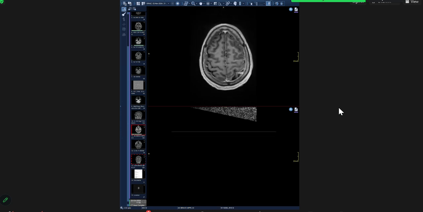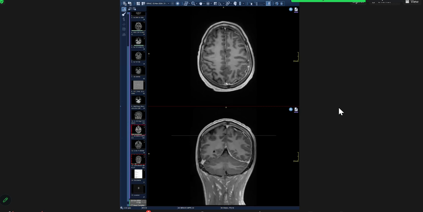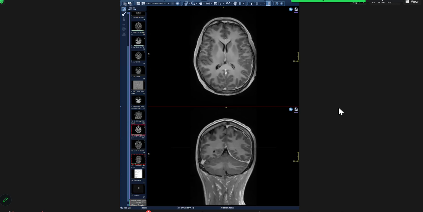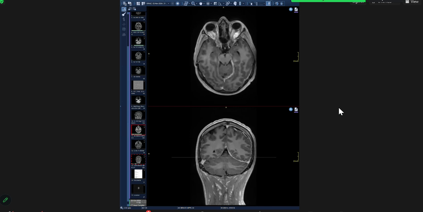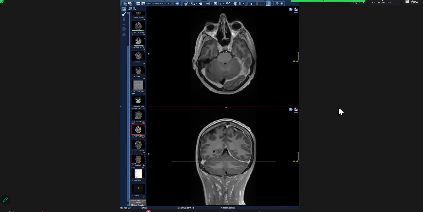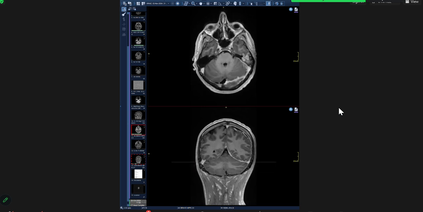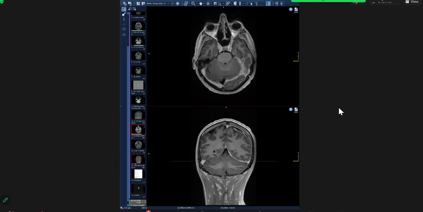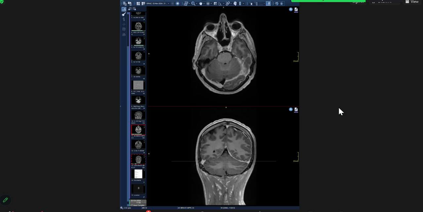Okay. So in these images, I can see that there is a contrast enhancement of the dural meninges of the right parietal region. Okay, can you scroll a bit more? Okay.